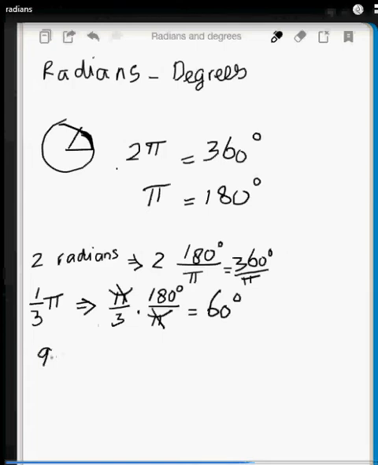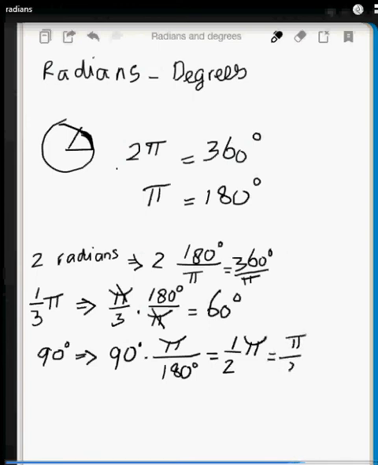Let's go the other way. So what if I had 90 degrees? Well, 90 degrees would be converted using the same kind of trick, but we've got to go the other way. So 90 degrees, then in the bottom, 180 degrees. That means in the top you will get pi. The degrees are going to cancel. So this should be 90 over 180, which is exactly 1/2 pi radians. Usually we write that as pi over 2. That looks better. So pi over 2 radians is 90 degrees.